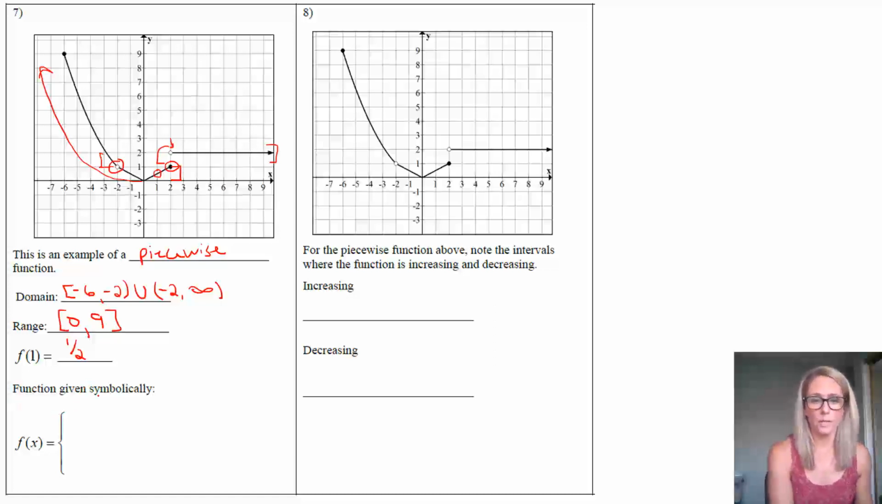Now, to do the function symbolically, that means can you come up with what the equation is for this piecewise function? And really the easiest part is the part over on the right, which is the constant line. You should see that that's the y being 2. The y values are all 2. And understand that f of x is the same as saying y.